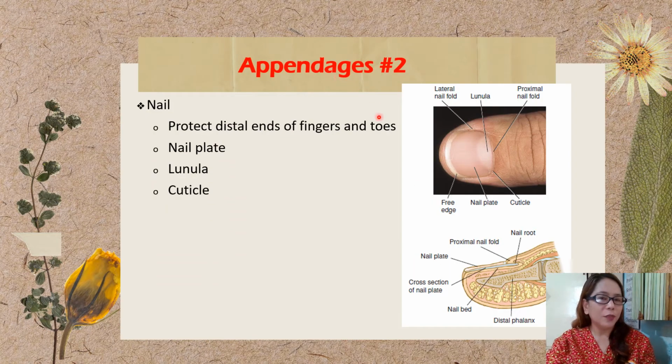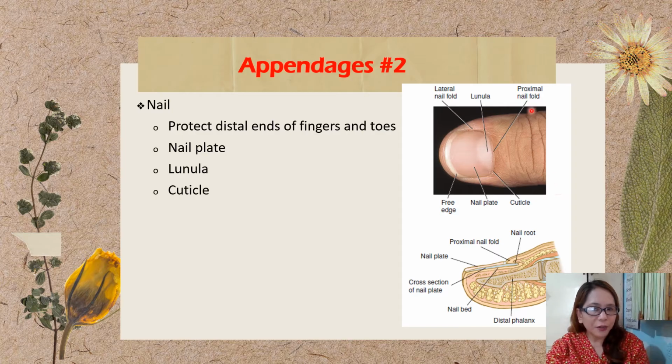Okay, continuing with the appendages of the skin, we have the nail. So these are the parts of the nail. The purpose of the nail is to protect the distal ends of the fingers and toes. It has the proximal nail fold. Look at this view, and the cross section of the nail plate.